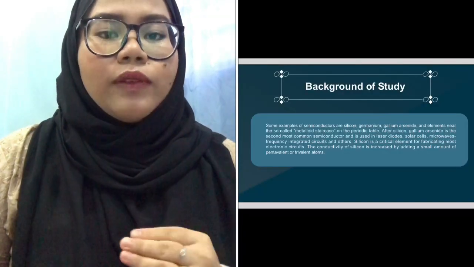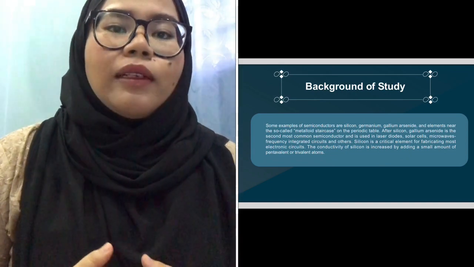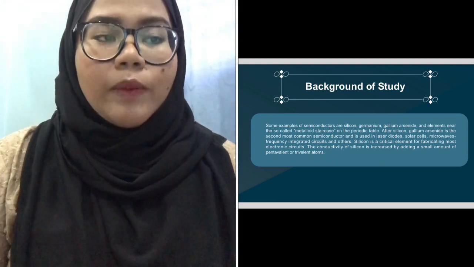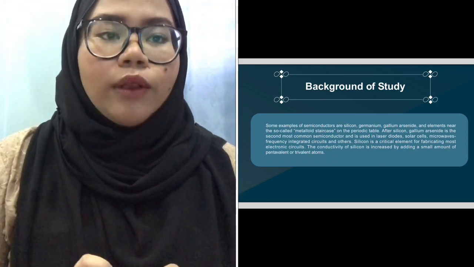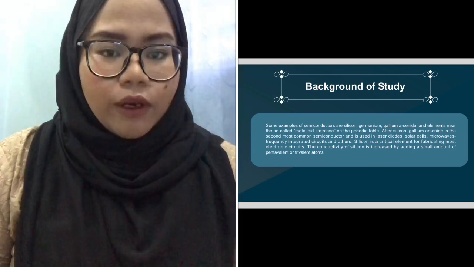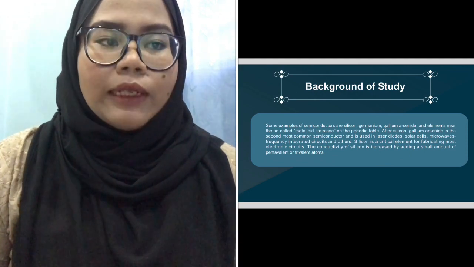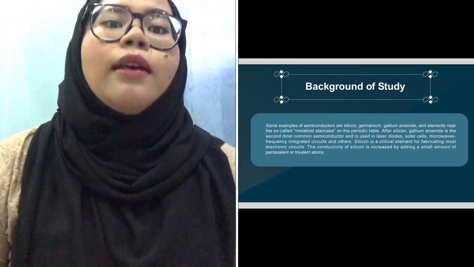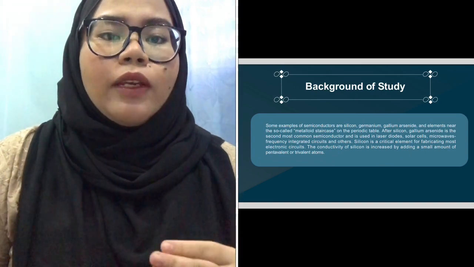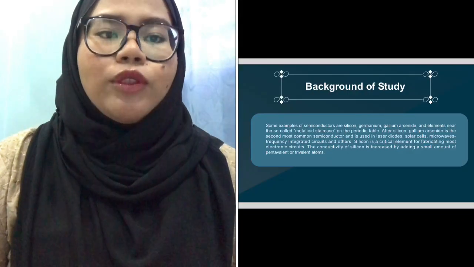So the background of study in this project is about the semiconductor. Some examples of semiconductor are silicon, germanium, gallium arsenide, and elements near the so-called metalloid staircase on the periodic table. After silicon, gallium arsenide is the second most common semiconductor and is used in laser diodes, solar cells, and others. Silicon is a critical element for fabricating most electronic circuits.